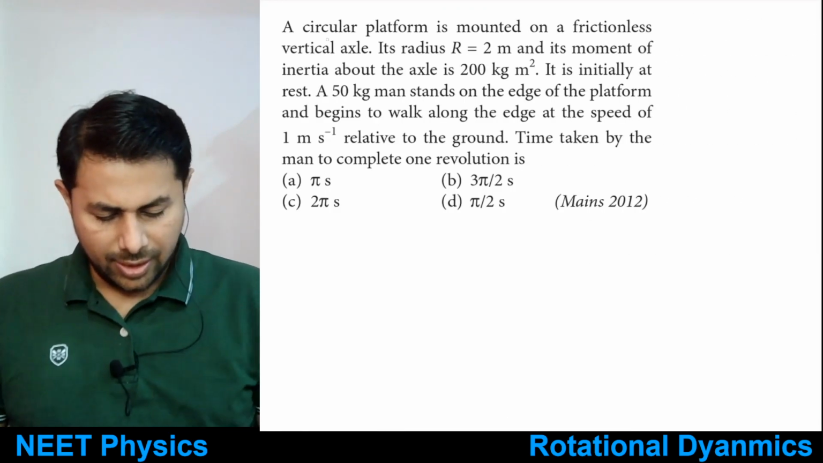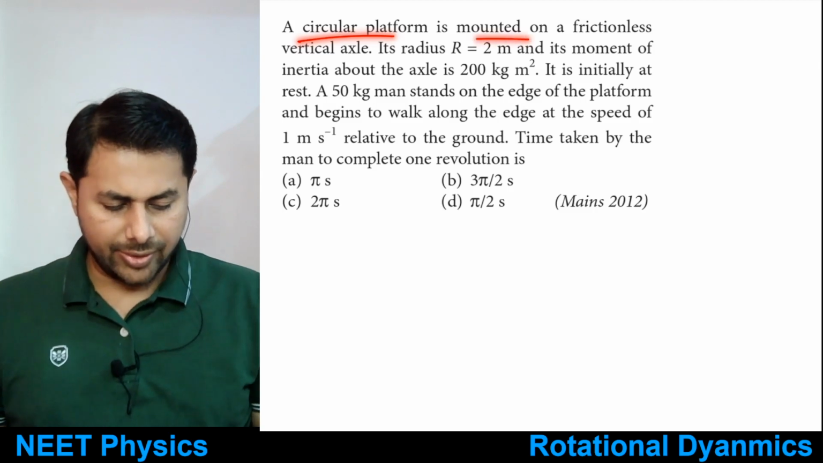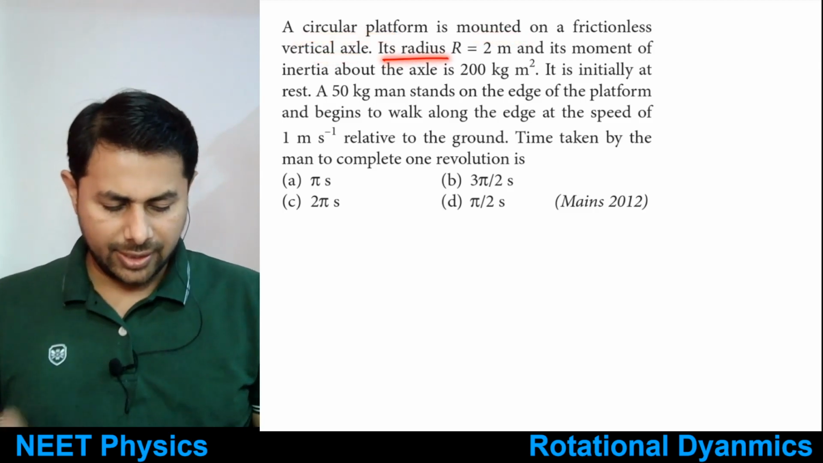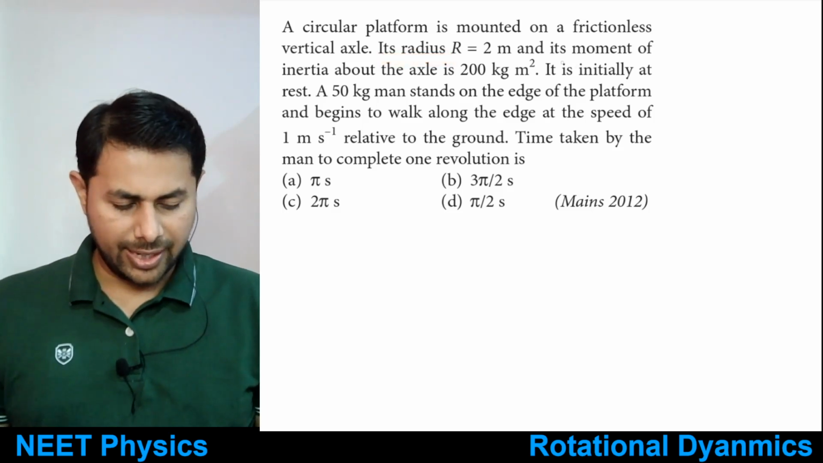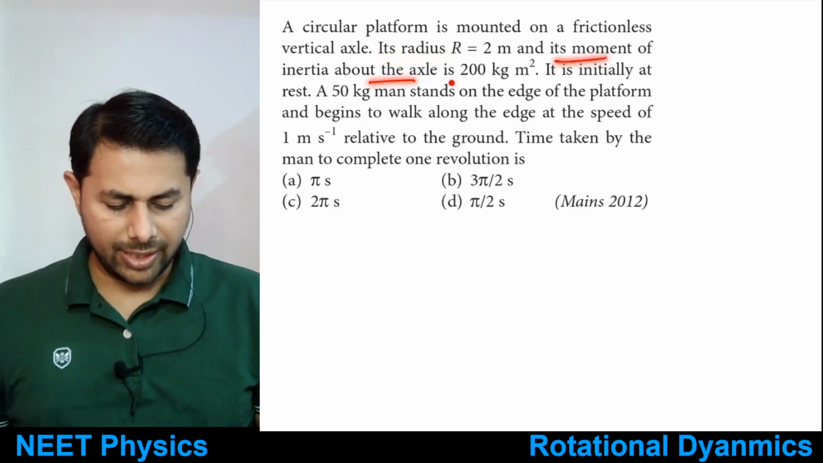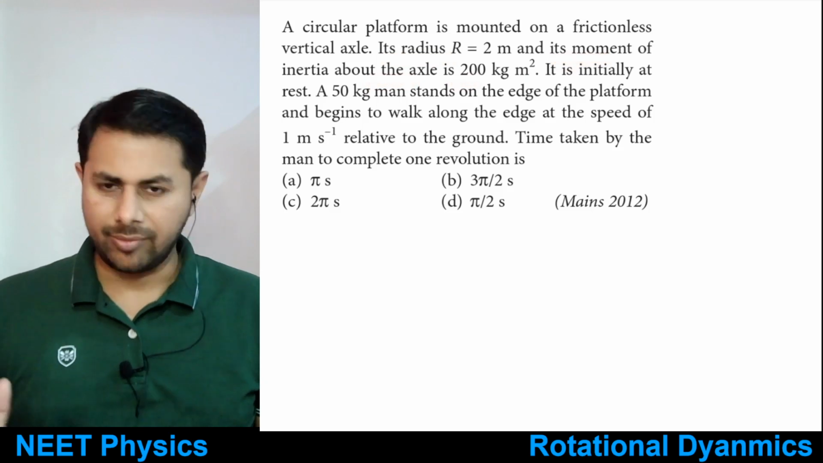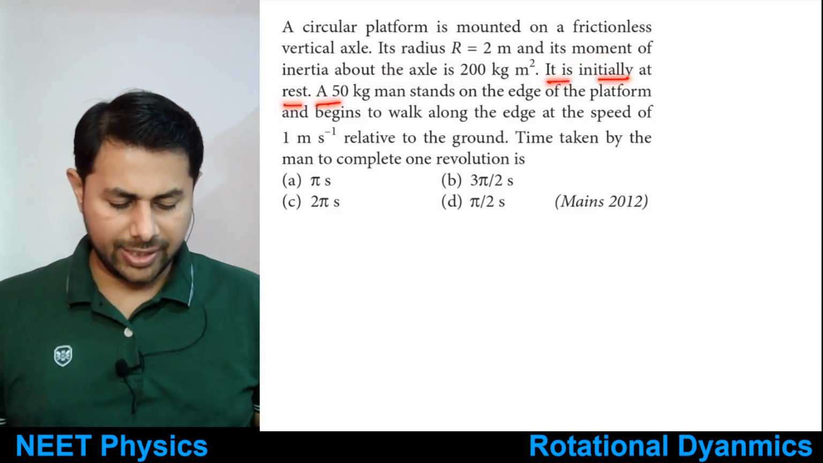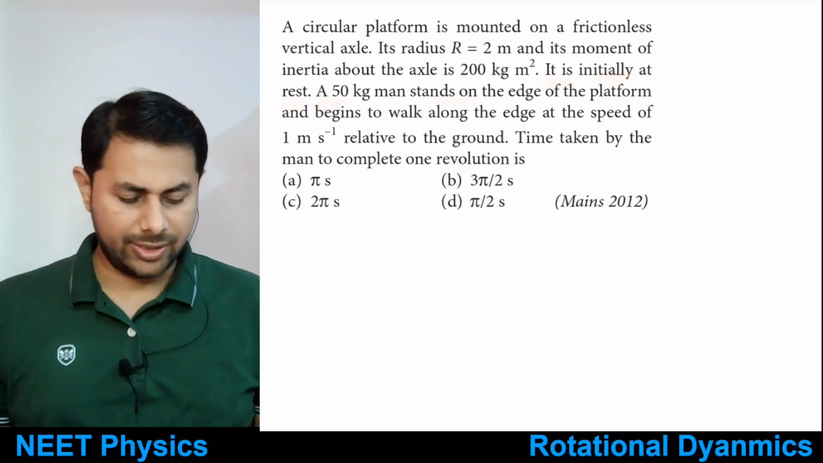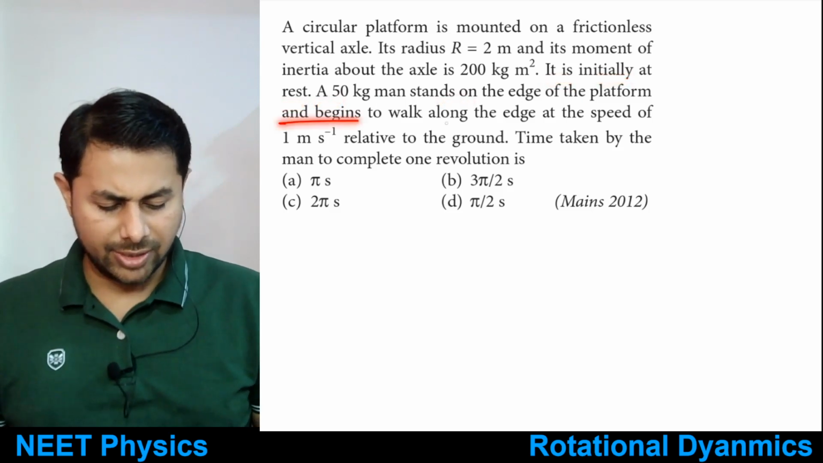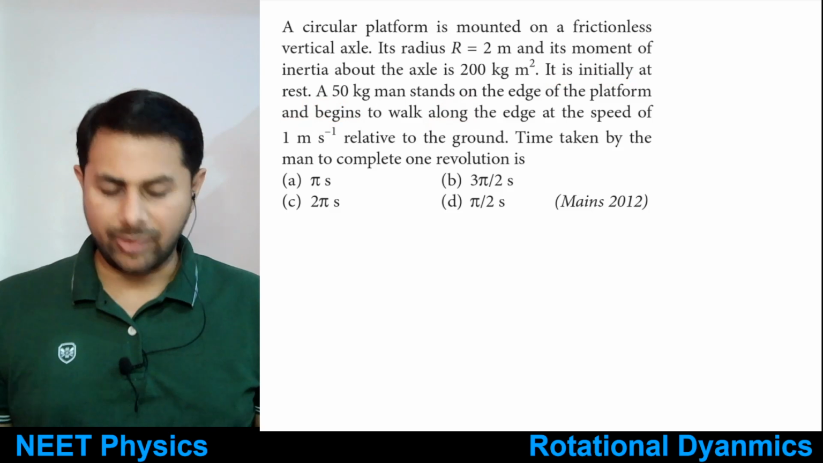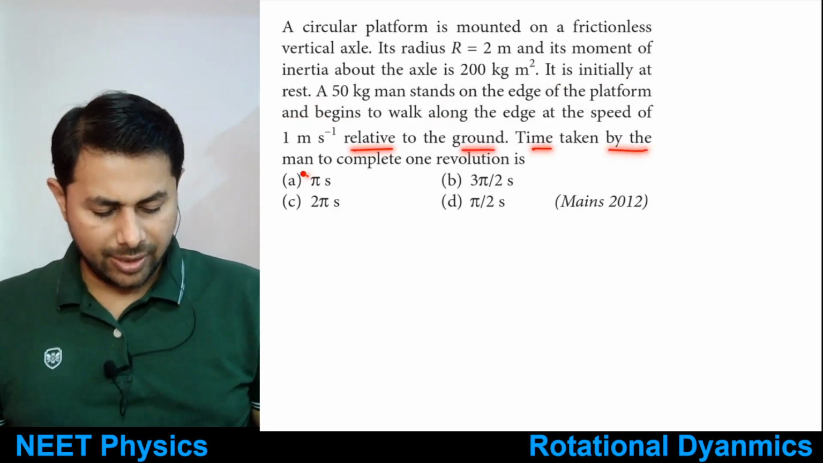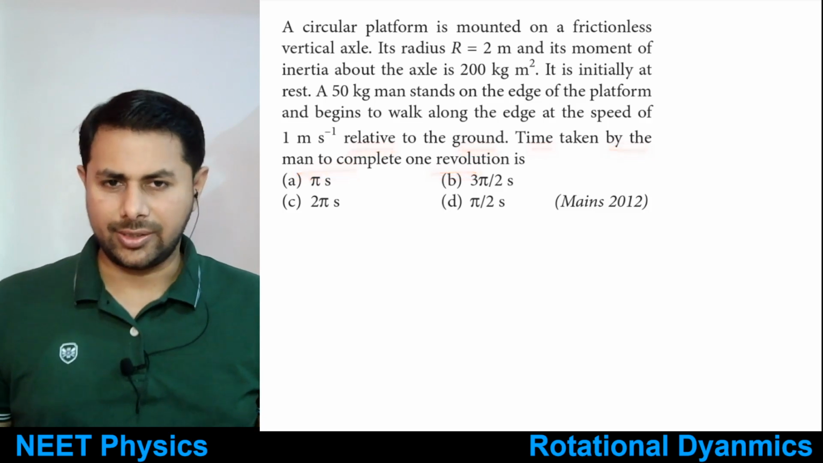A circular platform is mounted on a frictionless vertical axle. Its radius r is equal to 2 meters and its moment of inertia about the axle is 200 kg meter square. It is initially at rest. A 50 kg man stands on the edge of the platform and begins to walk along the edge at the speed of 1 meter per second relative to the ground. Then the time taken by the man to complete one revolution is.